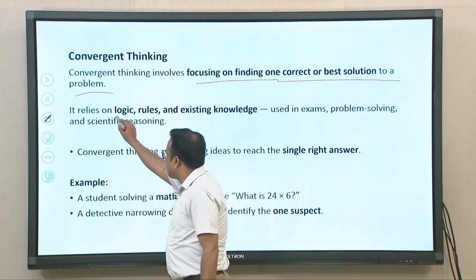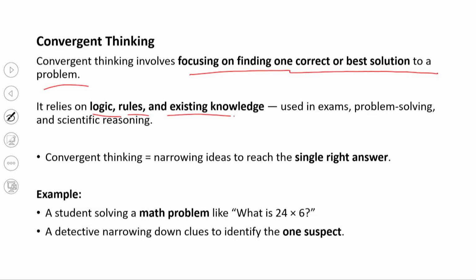Convergent thinking relies on logic, rules, and existing knowledge, used in exams, problem solving, and scientific reasoning. Whenever we solve problems, whenever we write an answer in an examination, these are all convergent kinds of thinking. We have information, then we write about it to give a solution. When we solve a mathematical problem, it's convergent thinking. We are using whatever knowledge we have to find a solution to a problem.